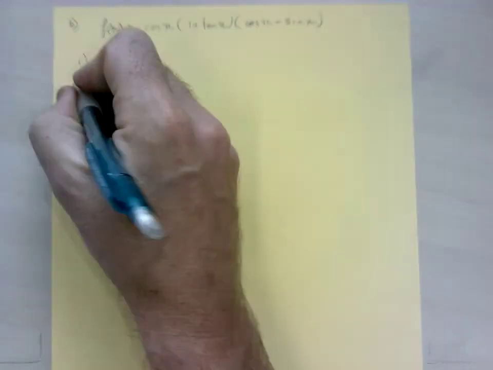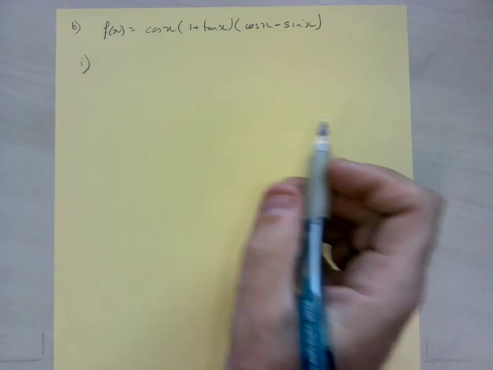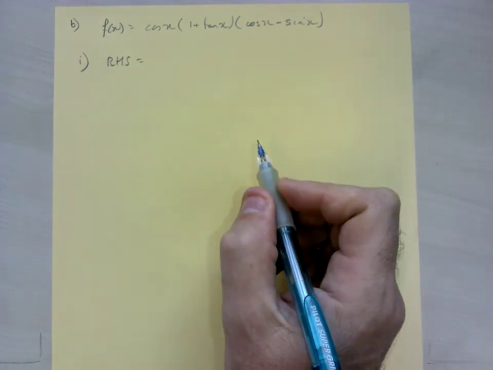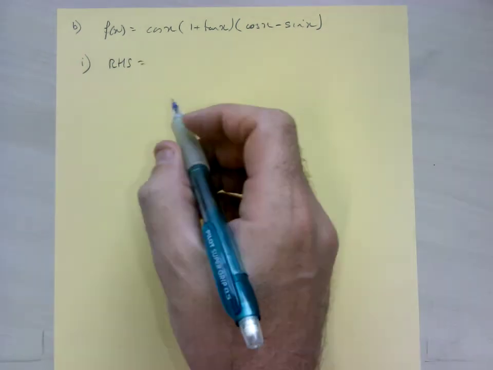And part 1 asks me to show that it equals something else. So I'm going to set up the right hand side equals, and hopefully it's going to end up being cos 2x.